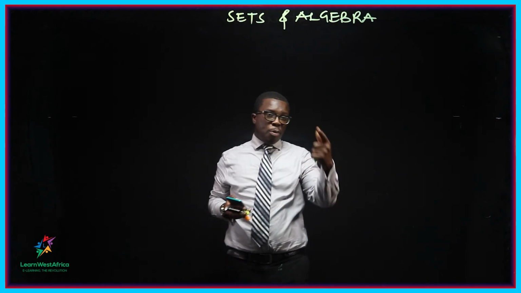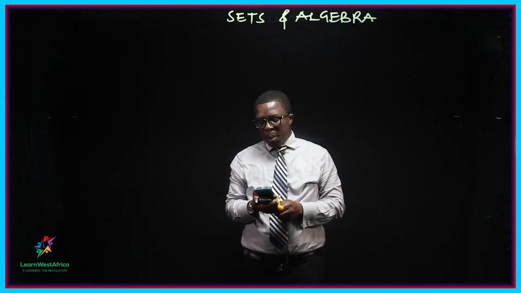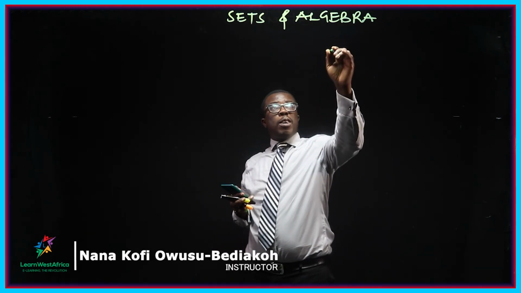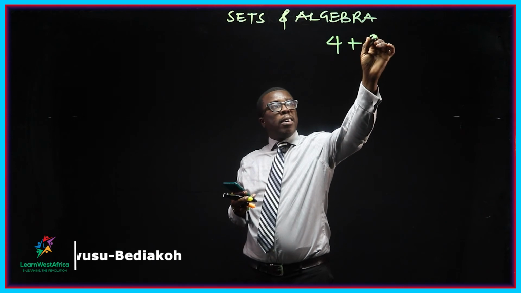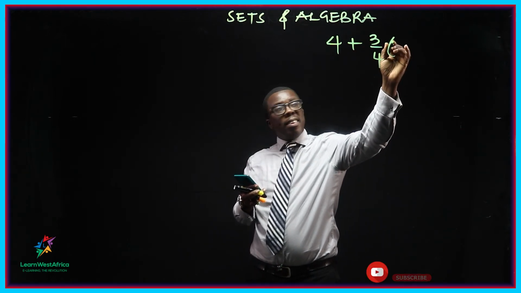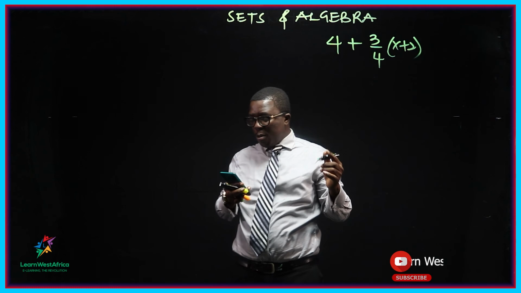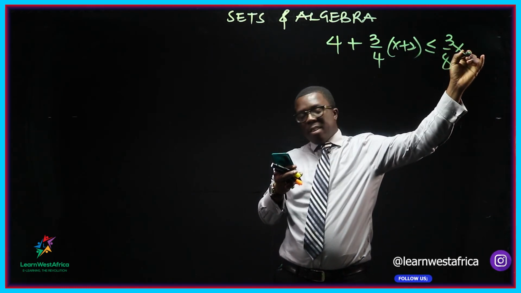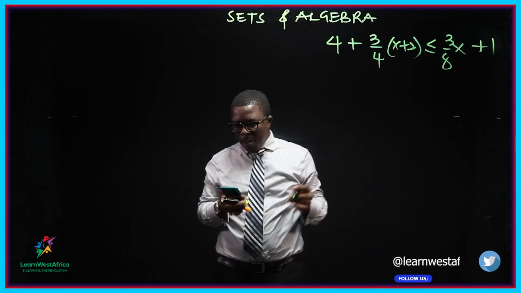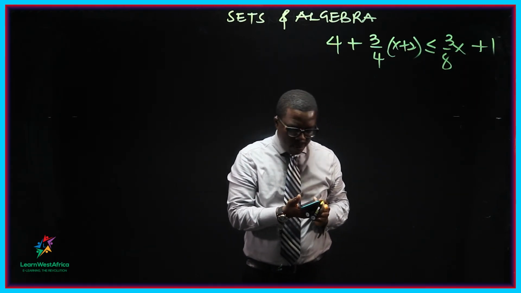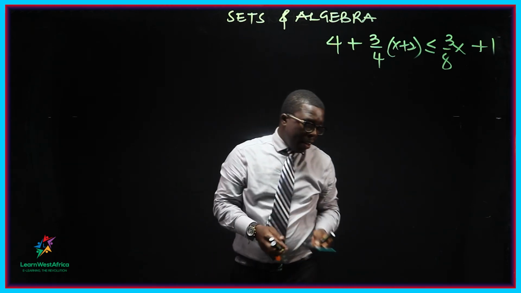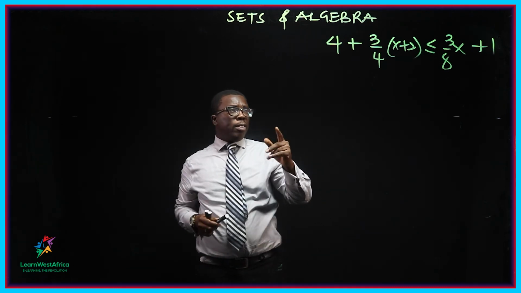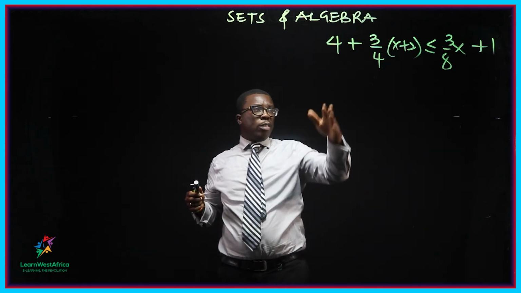All right, the 2015 question, the second question, the theory question. Solve the inequality 4 plus 3 over 4 into bracket x plus 2 brackets close, less than or equal to 3 over 8x plus 1. The question says solve. It is a very simple inequality.